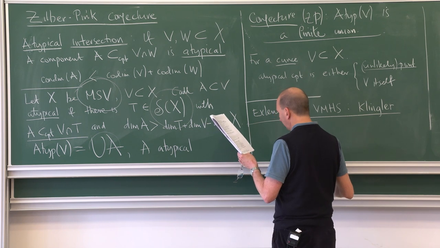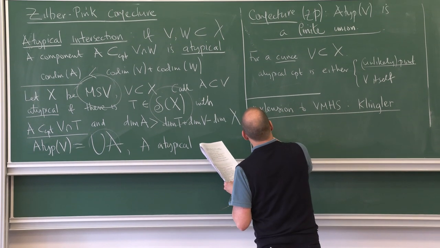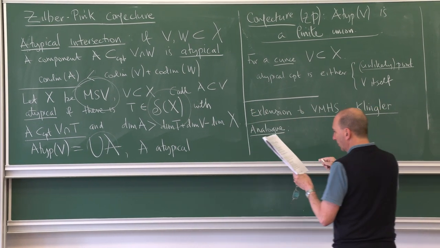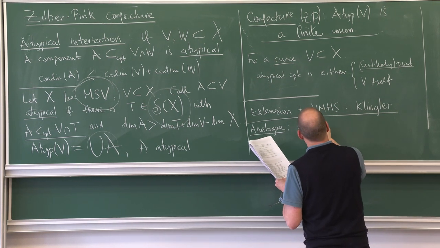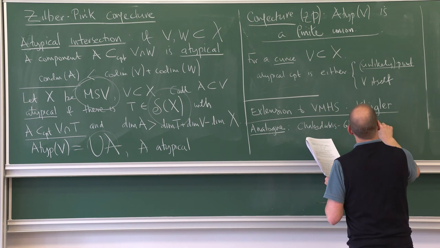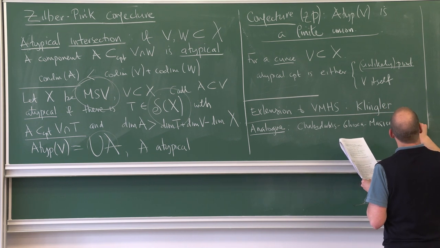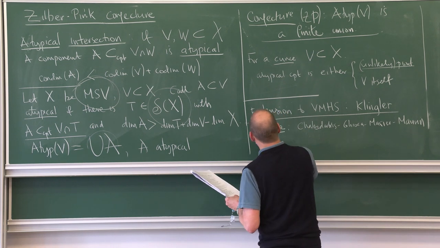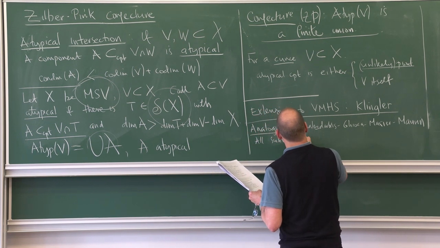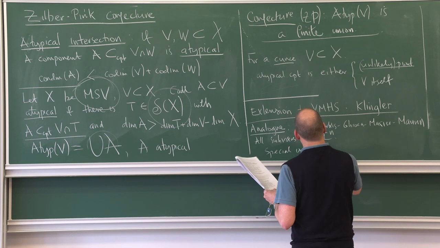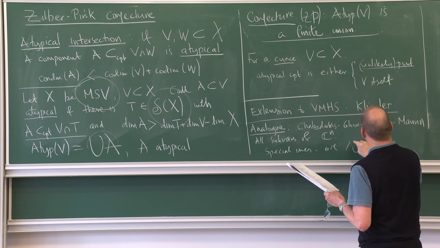Something I also like to mention here, and it may be useful later, is that there's a quite nice analog of this whole picture, due to Chatzidakis, Ghioca, Masser and Maurin. It's a version of all of this without any mixed Shimura varieties. You simply consider all algebraic subvarieties of C^n, and you decide that the special ones are the ones over Q bar.